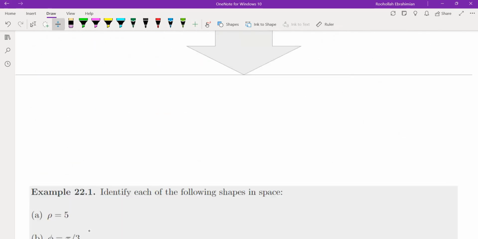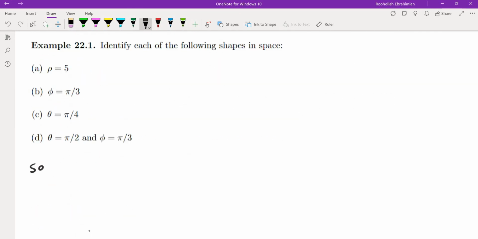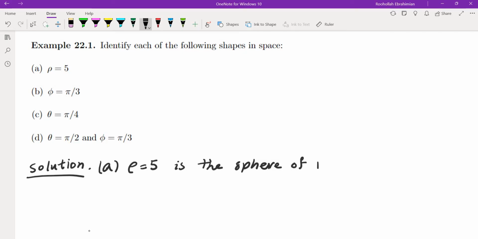Okay, so now we will do some examples. The first example is identifying these shapes. We want to first understand how to deal with this new coordinate system, and then we will do examples of triple integrals in spherical coordinates. So what is rho equals 5? Rho equals 5 is all points that have distance of 5 to the origin. And what is that? This is the sphere of radius 5 centered at the origin.